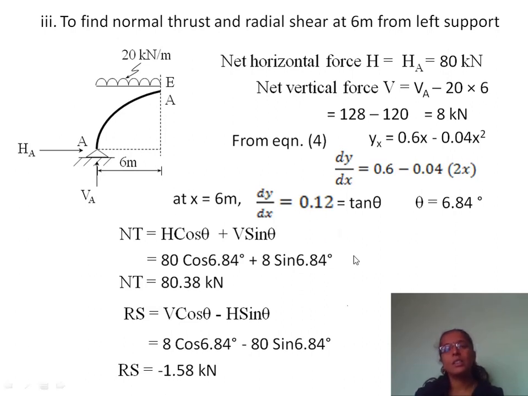So that is the analysis of a 3-hinged parabolic arch with supports at the same level. The only change we have to consider is the equation for the ordinate, that is y is equal to 4hx by L square into L minus x, and to find the angle theta we differentiate this y with respect to x and equate it to tan theta. That is the only change we have to consider.